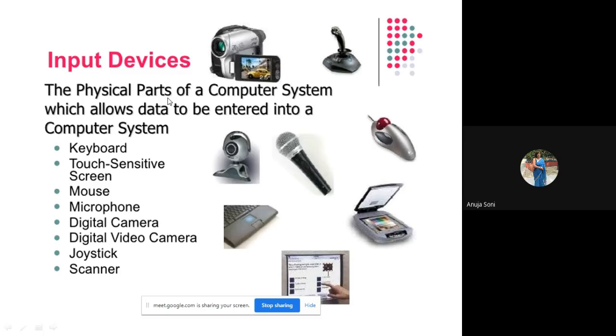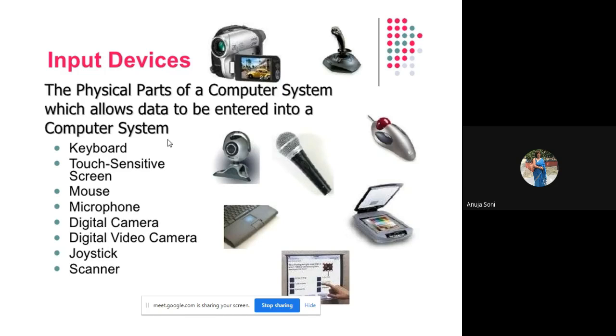Now these are the examples of input devices. Input devices are the physical part of the computer system which allows data to be entered into a computer system. All these are different categories of input devices. Keyboard is an essential input device. By pressing different buttons, the data is inputted into the computer. When you click on a key, its corresponding ASCII value is inputted into the system. Similarly, there is the touch sensitive screen.